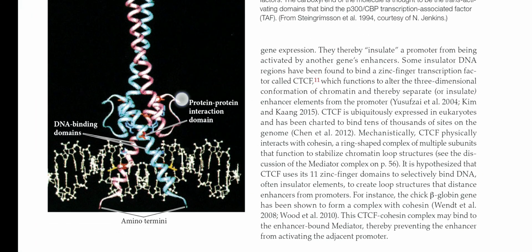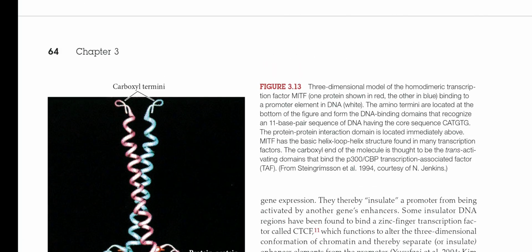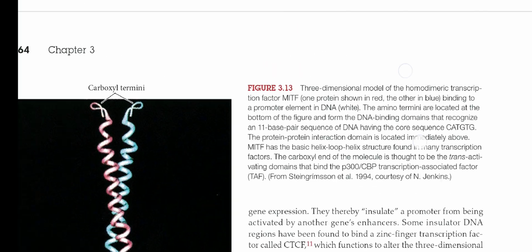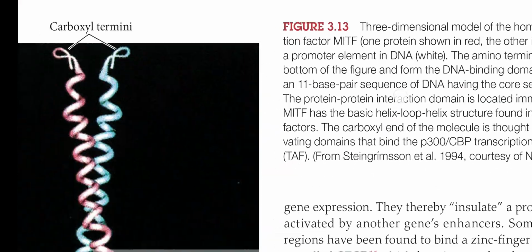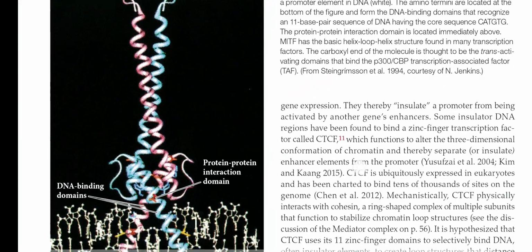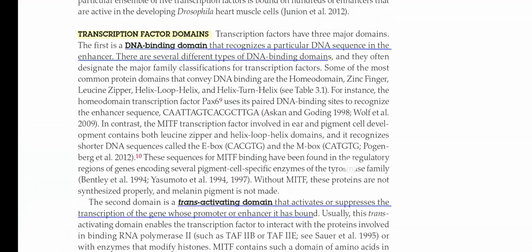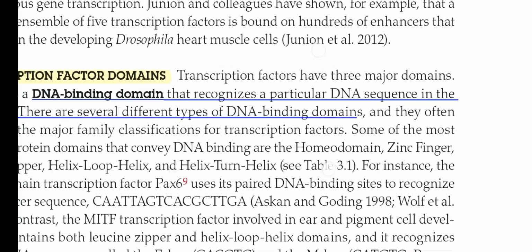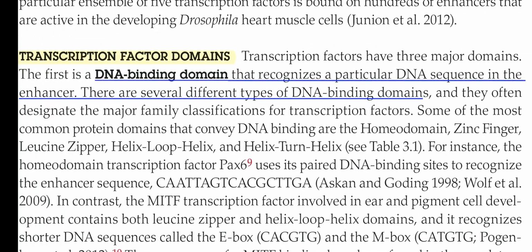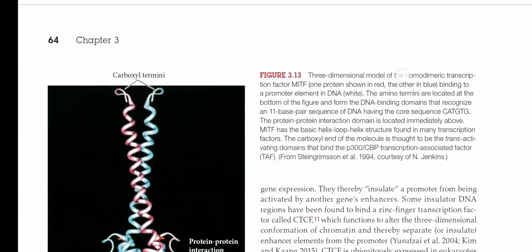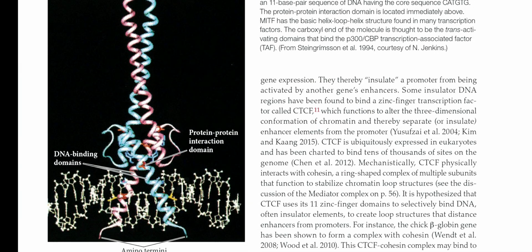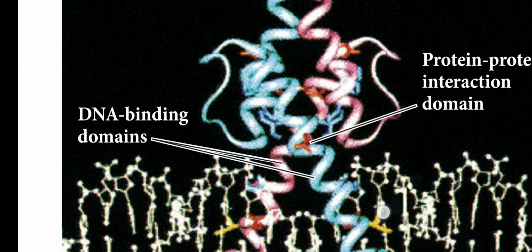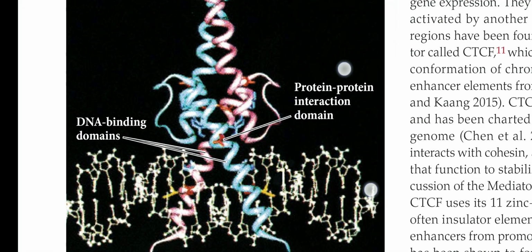This is a picture of a three-dimensional model of a homodimeric transcription factor, and as you can see here, there are three regions, as I've told you. The first region is your DNA binding domain. In this picture, you can see the DNA binding domain is here. This recognizes a particular DNA sequence.